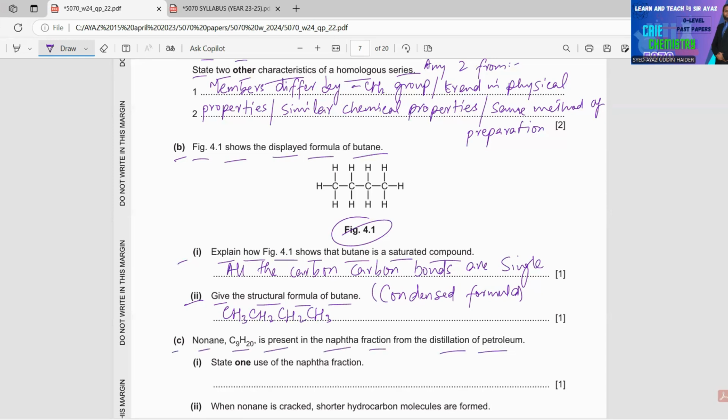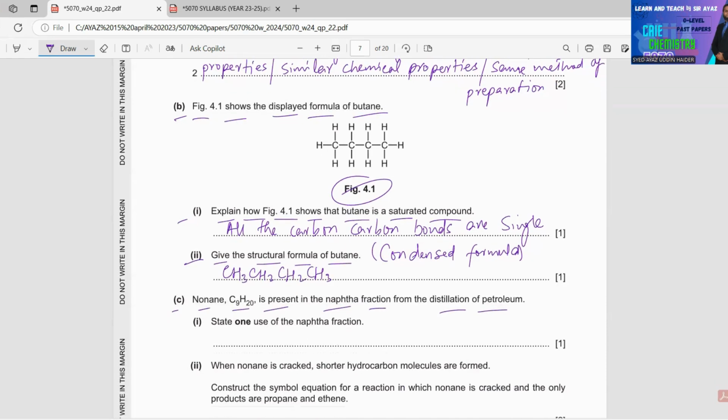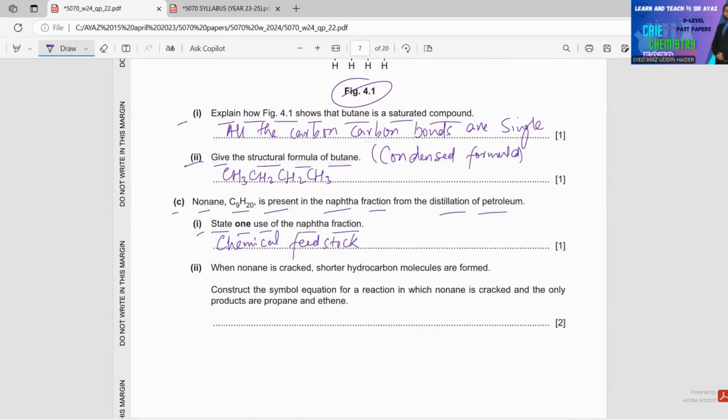C, nonane C9H20 is present in the naphtha fraction from the distillation of petroleum. Number one, state one use of the naphtha fraction. Now, naphtha fraction is used to make other products, and the term used for this purpose is chemical feedstock. So you write chemical feedstock because it's used for the preparation of many other products. That's why you will call it chemical feedstock.